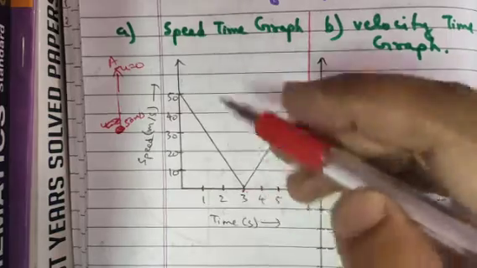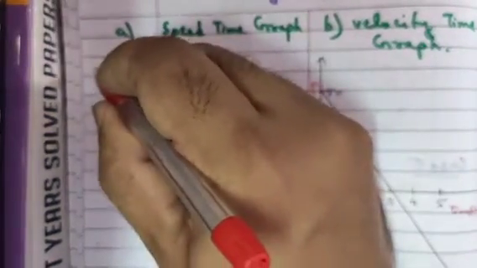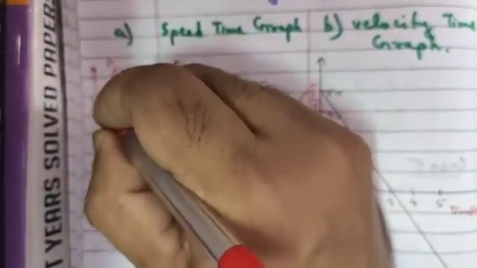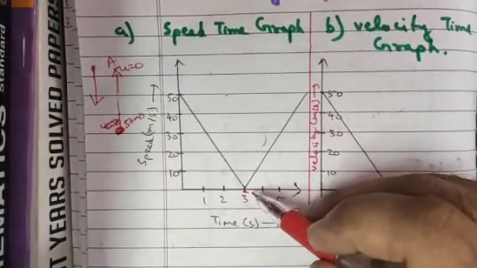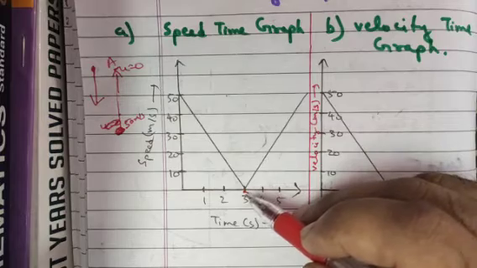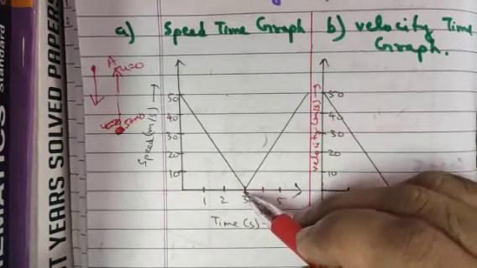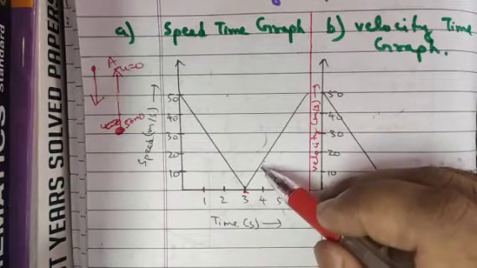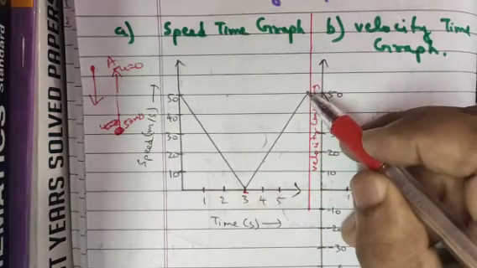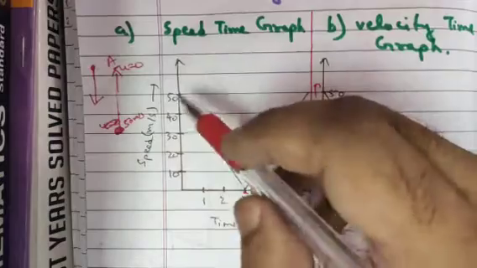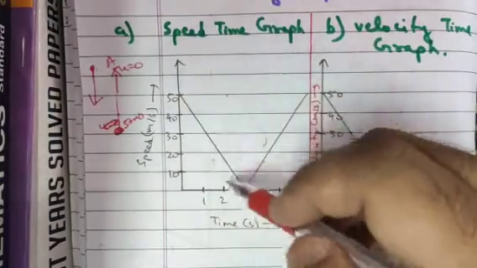But when a body reaches the maximum height, after that it starts falling down. So when it starts falling down, then the speed again increases. Okay, and the speed increases, means at 4 seconds it again becomes 10 meter per second, 20, 30, 40, 50, it will be increasing like that. So the speed versus time graph will be like this.